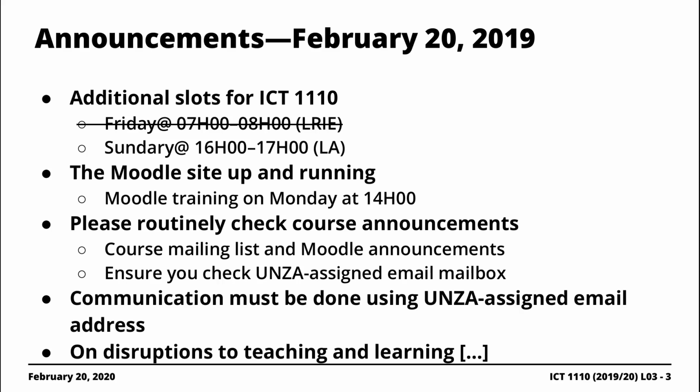So, and usually what happens is if a class is cancelled, I again send out an announcement, right? Or I reach out to the class reps or something. So you want to make sure that you routinely check the announcements on the Moodle. And also, more importantly, because the vast majority of the announcements are sent through to the course mailing list, you want to make sure that you confirm that you're enrolled. And the thing is, the email that is associated with this mailing list, or the emails associated with this mailing list, are your UNZA assigned email addresses.